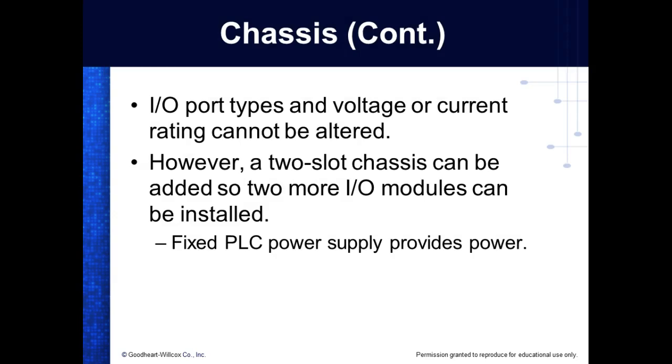So I/O ports and voltage and current rating cannot be altered, right, on a fixed PLC. However, a 2-slot chassis can be added, so more I/O modules can be installed. Most of your newer fixed PLCs, I refer to them as a hybrid, and I'll try to show y'all that, where you can add modules to them. But usually slot 0 is already taken by the internal slot.